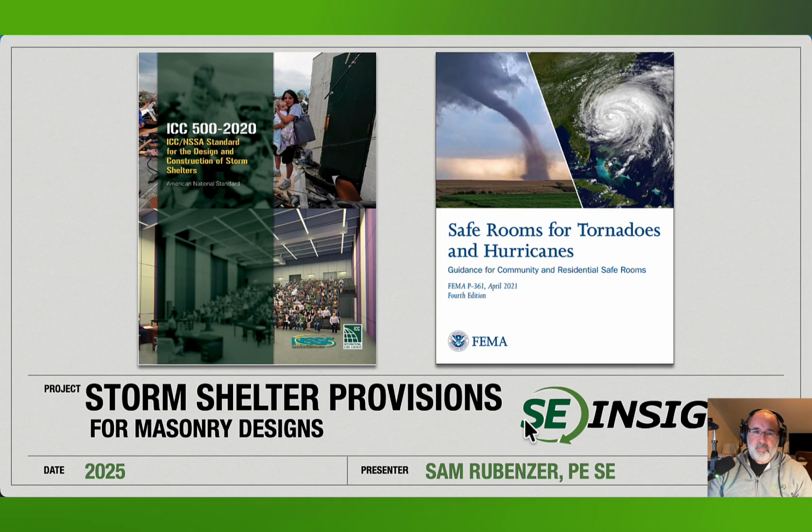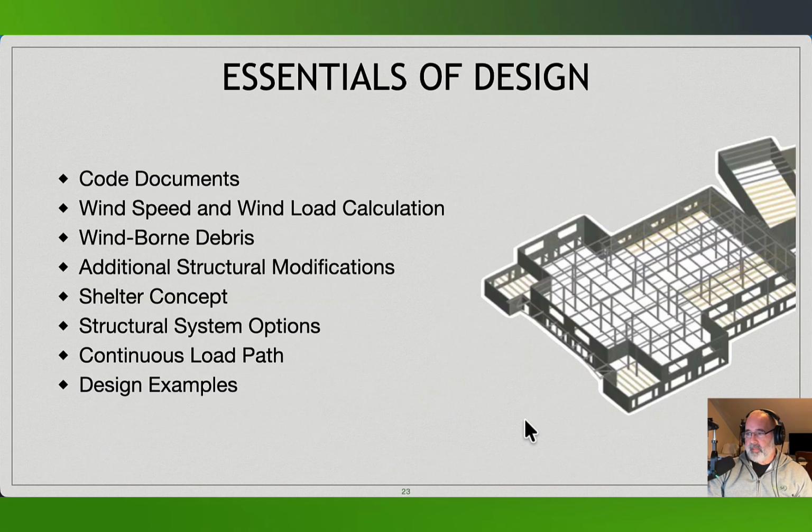So storm shelter provisions, some of the different provisions that we're going to cover come from ICC 500 or the FEMA document that I referenced earlier. So we're going to reference back to these a few different times within the presentation. Some of the essentials of the storm shelter design, certainly going to cover some code documents and some of the different particulars within those documents. We're going to look at wind speeds, wind load calculations, wind-borne debris, how we'd modify from a typical design to what we'd want to use for a shelter. Look at some different options, continuous load path, and then at the end we'll cover some examples.